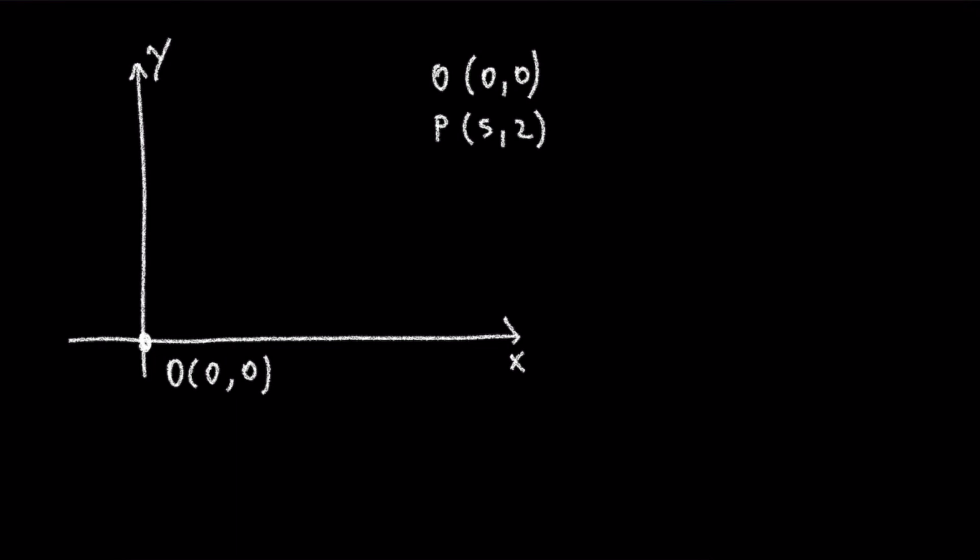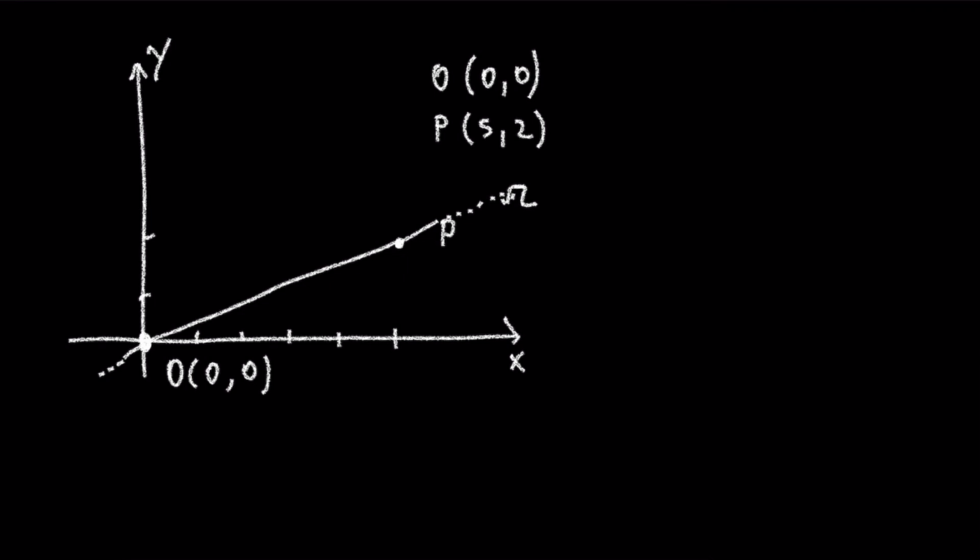Let's apply the concepts we just learned through an exercise. So the goal here is to write the equation of the line R passing through the origin and point P (5, 2). So let's draw point P, and this is line R passing through the origin and P.